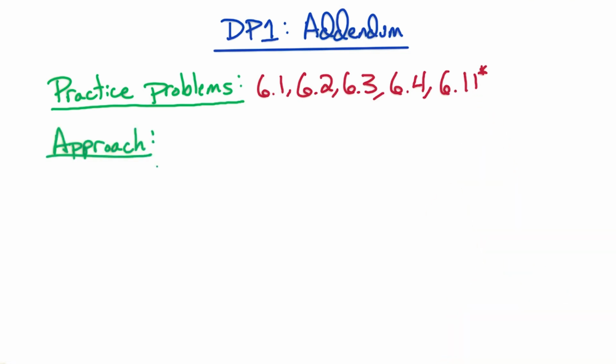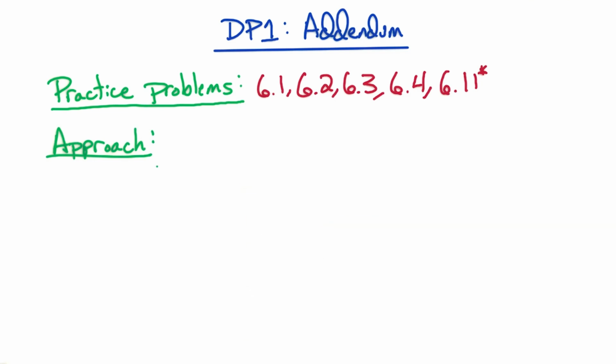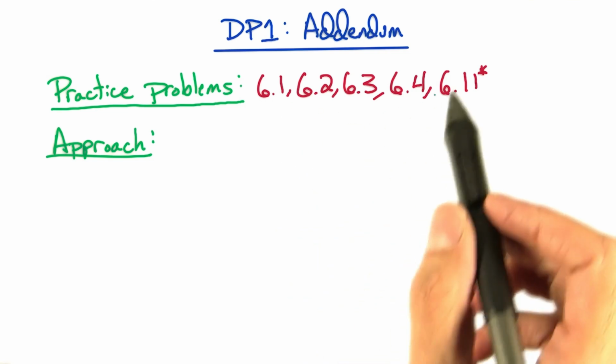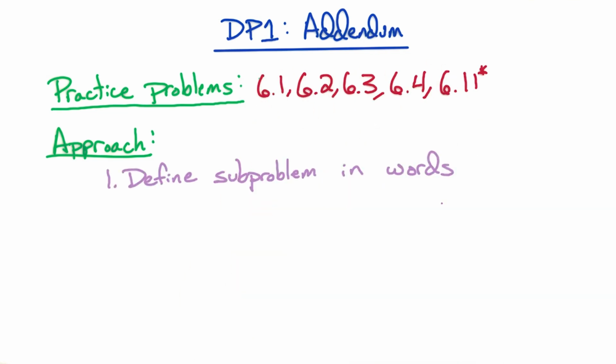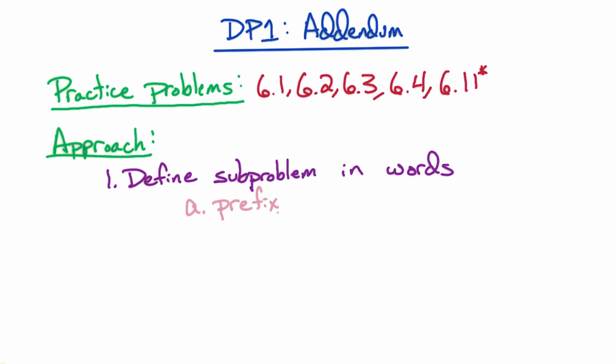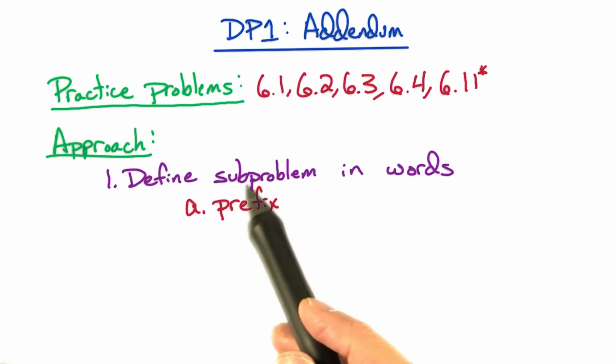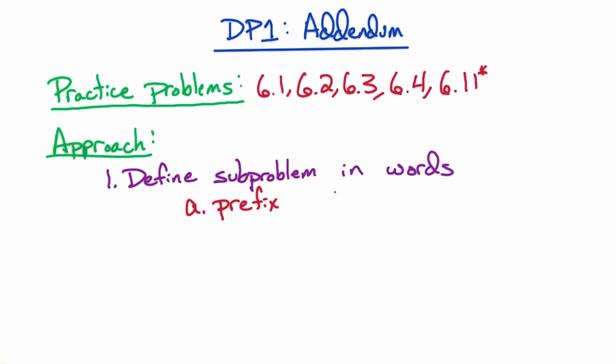Let me give you a quick summary of the approach we use for designing a dynamic programming algorithm. And you can implement this approach when you try these practice problems. The first step is to define the subproblem in words. How do you do that? Well, you should take the original problem on a prefix of the input. So the subproblem should be of the same form as the original problem, but instead of being on an input of length n, try it on a prefix of the input, so an input of length i.